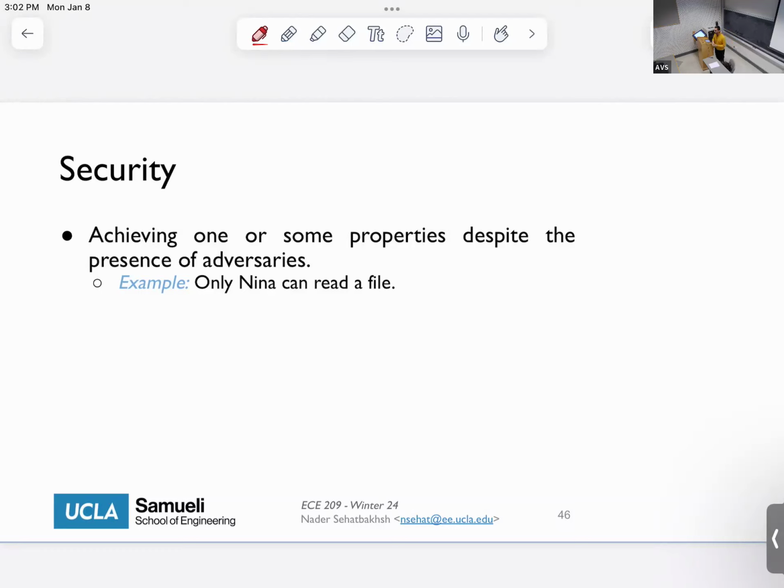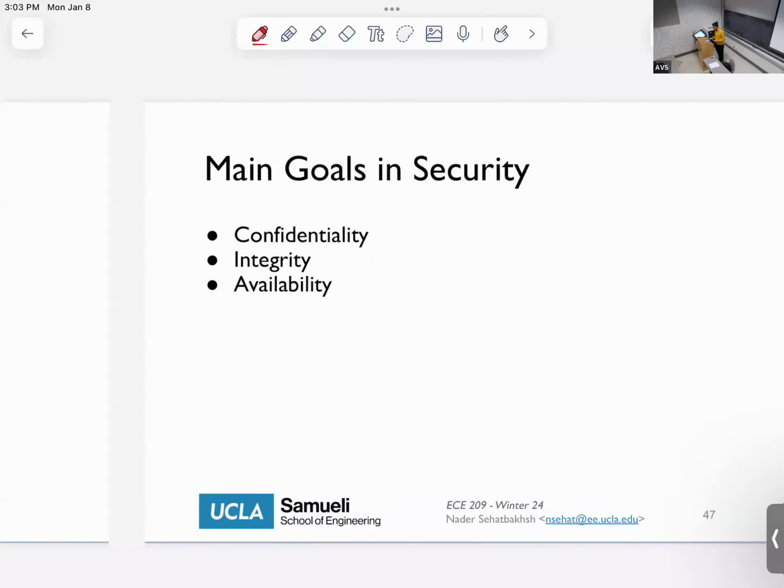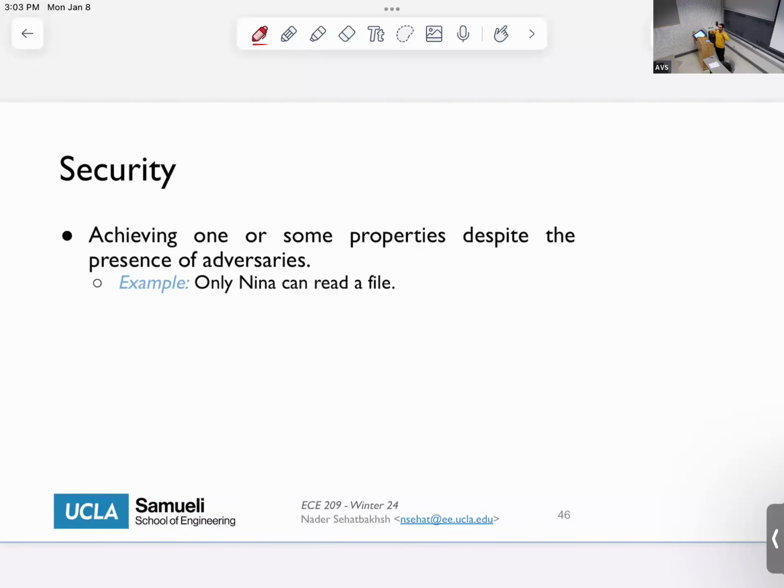So if I, for example, want to read a file, there should be a mechanism for a legitimate user to read this file, and not for unauthorized or illegitimate users to read that file. So for example, in a very simple example, Nina wants to read a particular file in the system, okay? So that's the definition of security, basically achieving a particular capability, okay?